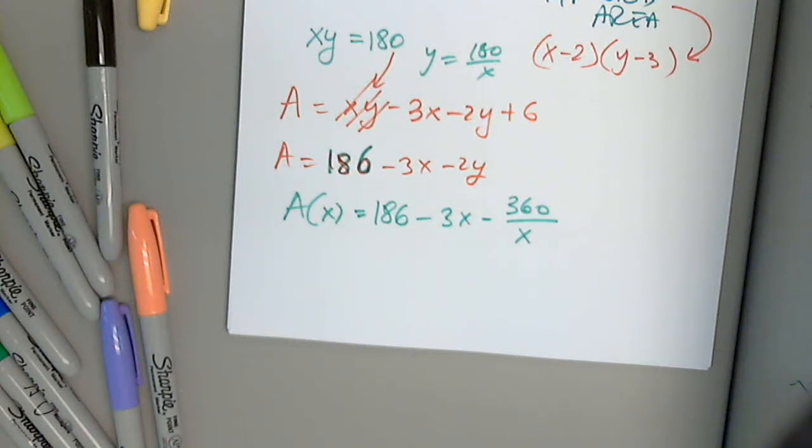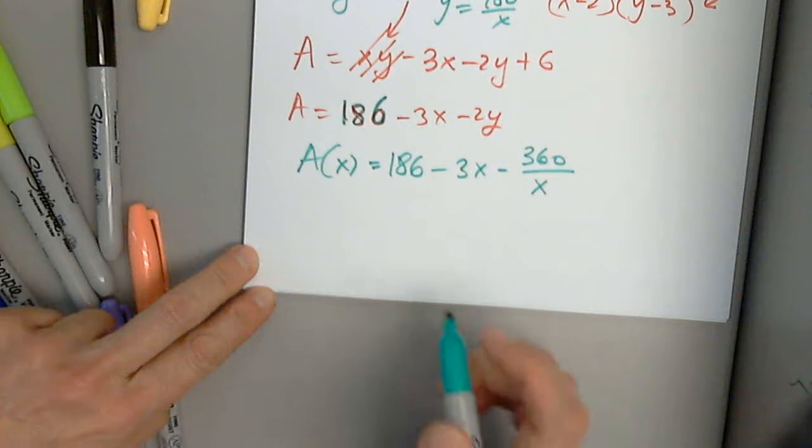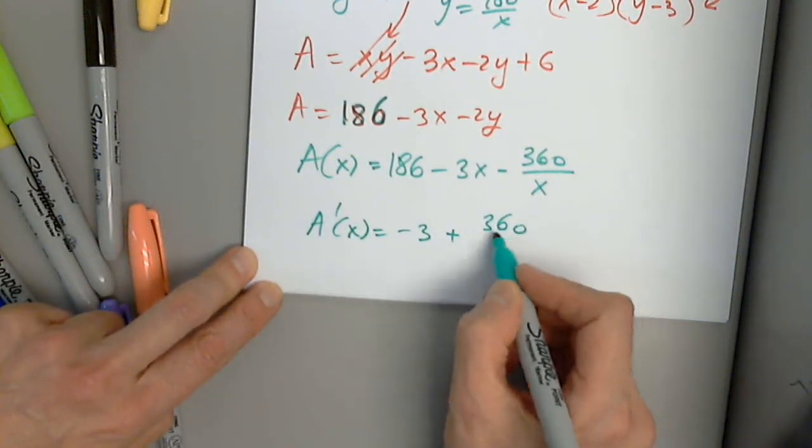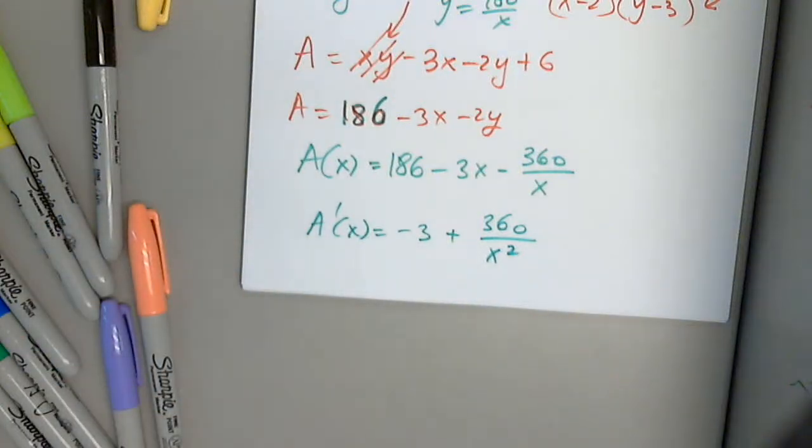So let's find A prime. Negative 3 plus 360 over x squared. Again, it comes back with 1 over x with a minus in front this time, so it's going to be plus 1 over x squared. Is this okay so far?